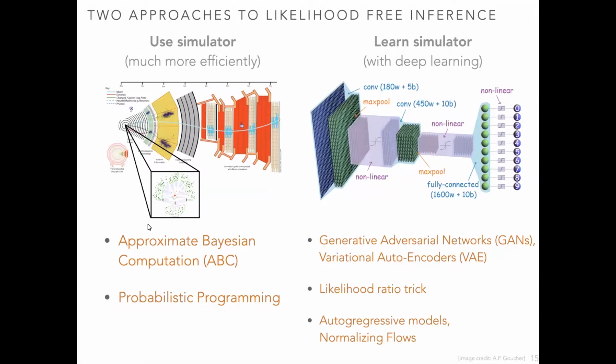One class is where you use the simulator directly for inference, but you need to do it in a much more efficient way than some sort of naive approach. And so that encompasses approximate Bayesian computation, but more sophisticated versions, which involve things like universal probabilistic programming, which I'll say a bit about. And the other approach is that you try to essentially learn the simulator and have some sort of surrogate, and you'll use the surrogate for inference. And that includes things like generative adversarial networks, variational autoencoders, the likelihood ratio trick, normalizing flows, and autoregressive models. So this is where deep learning really shows its power.